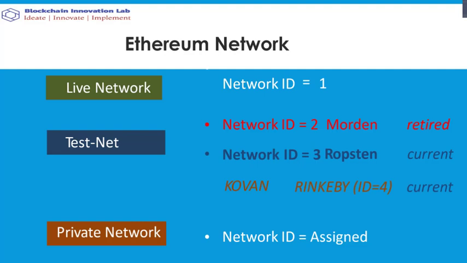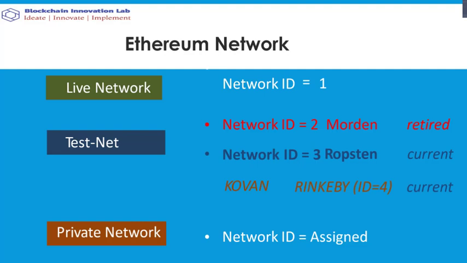Ethereum network, you have a live network with a network ID of 1, and under the test network, on the Ethereum network you have a testnet. So there are three kinds of test network. Before you go to the live network, you just need to launch your product on the testnet. In the testnet, you also have three kinds.